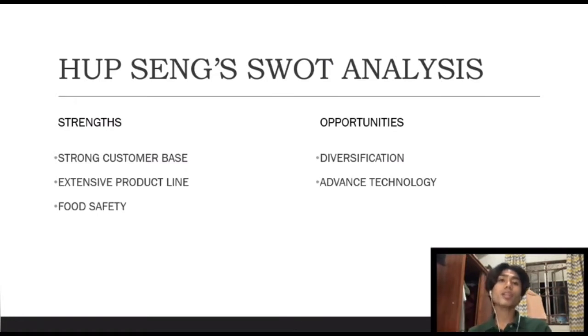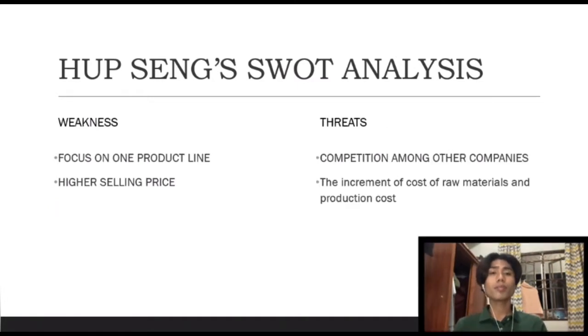Finally, under the strengths, they also ensure the safety and quality of their products by using good raw material. We move next to their opportunities. This company already has diversification in their products, because they produce many types of products such as cookies and biscuits, so they can generate more profit because they sell more products. Next, they are using advanced technology in order to make sure they can meet their demand and improve their productivity.